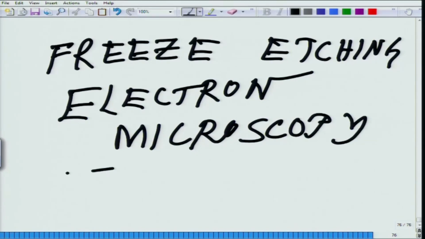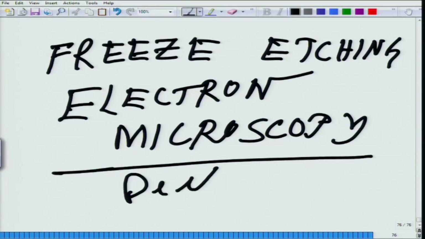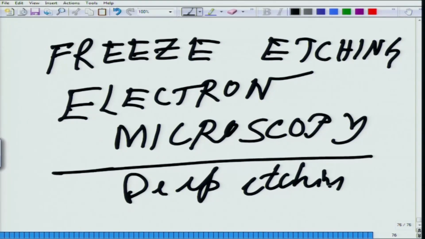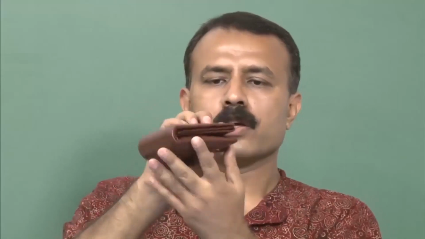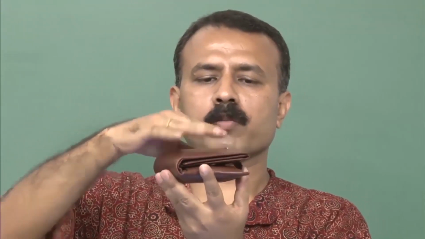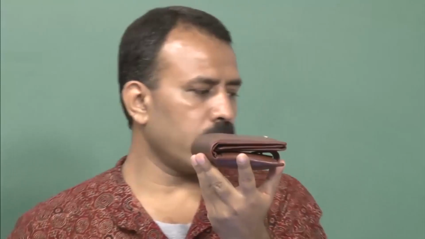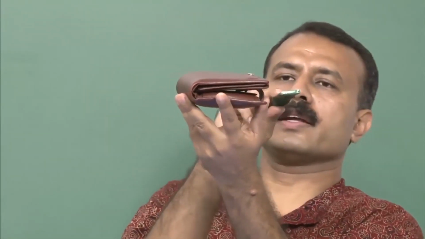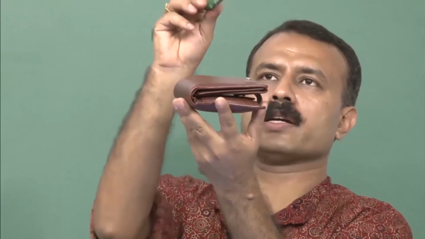And what you get out of this deep etching is something which I will show you using my wallet. Say for example, this is the outside and this is the inside, and this is the lipid bilayer. When you put this at liquid nitrogen temperature and you cut it with the knife, either like this or like this, what you will see is that it opens up like this, and then this is exposed in front of the electron microscope.